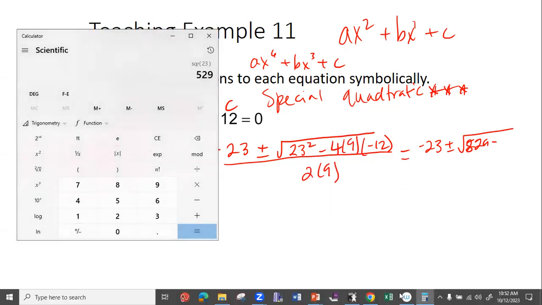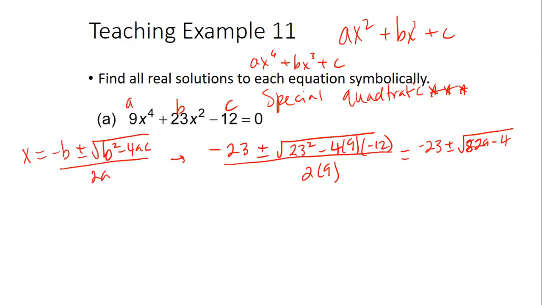Now I'm going to do my 4 times 9. So 4 times 9 times 12, and that's going to equal 432. So I had 529 and 432. A negative times a negative made this into a positive. So I'm just going to go ahead and add plus 529. Enter, and I get 961. So this was 432 over 18.